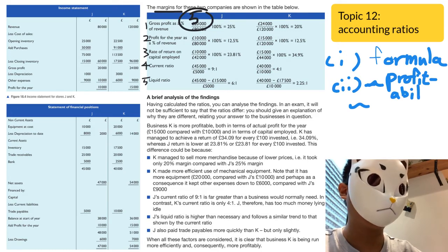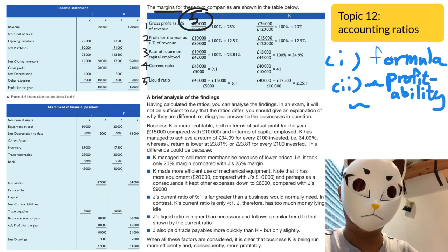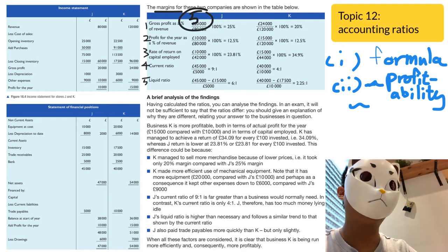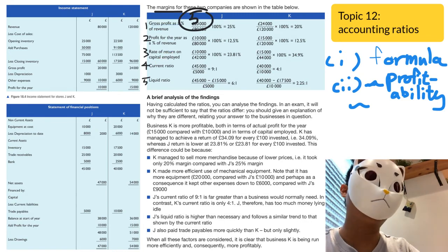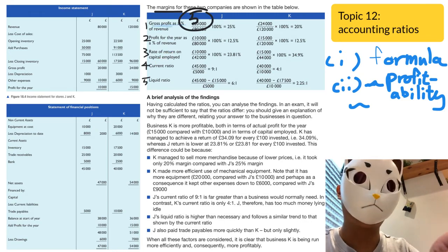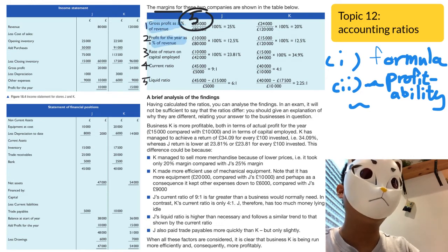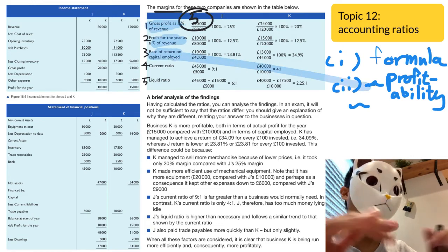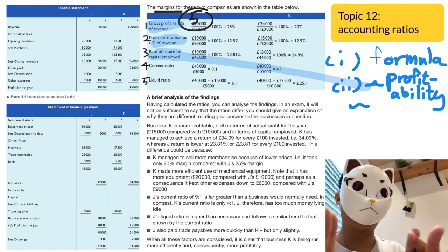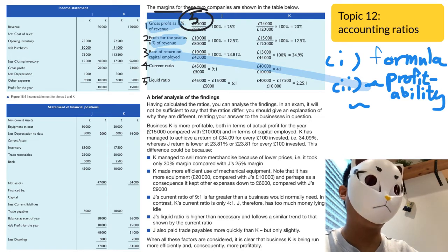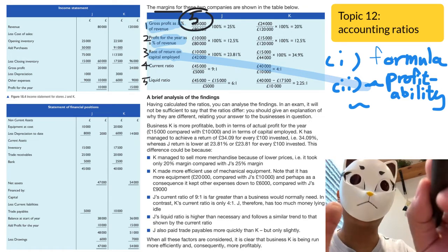Profitability means, for example, as you can see in the middle, the gross profit ratio, the profit for the year, and the return on capital employed. Let me use a blue color to highlight them. All these we regard as profitability. This is the first type of accounting ratio.